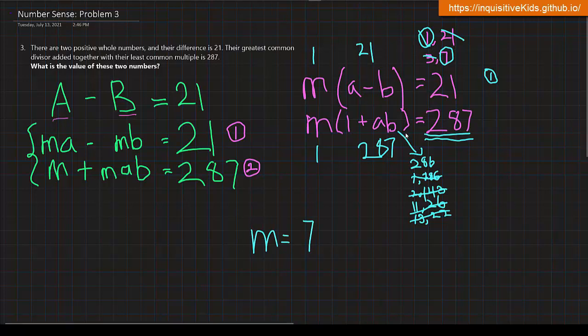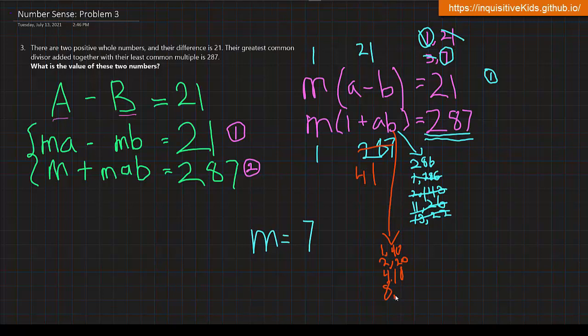If M was 7, then this parentheses would have to be 41. And ab equals 40. What are the factor pairs of 40? We have 1 and 40, 2 and 20, 4 and 10, and 8 with 5.